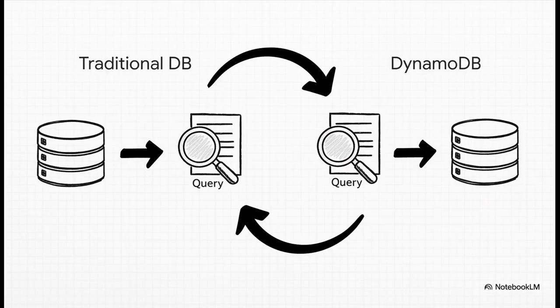And this right here is the crucial shift. Instead of designing a perfectly normalized schema and then writing your queries, you flip it completely on its head. You start by defining the exact questions your application will ask the database. Those are your access patterns. Then you model your data specifically to answer those questions in a single trip. You're basically pre-joining your data into the exact shape your application needs it.